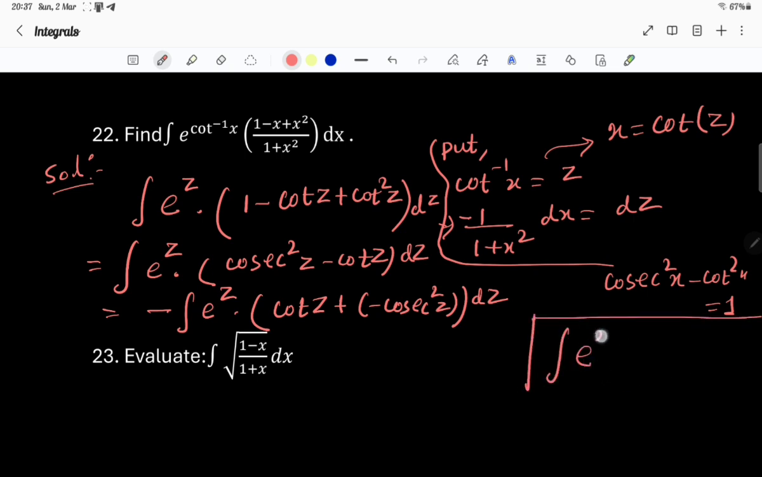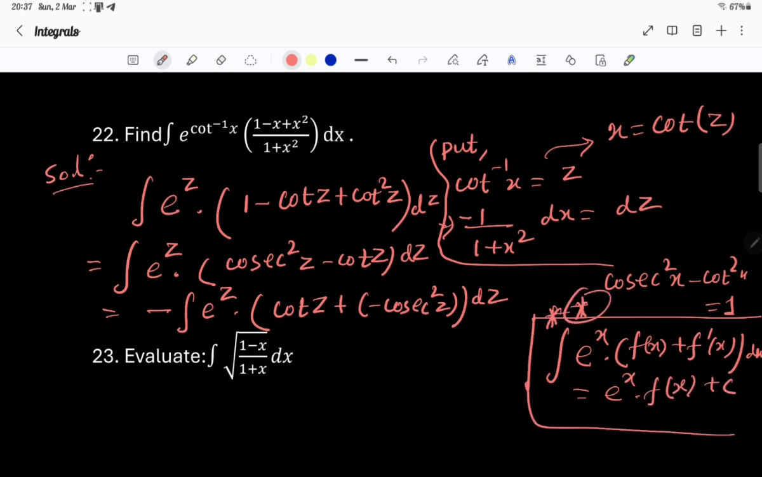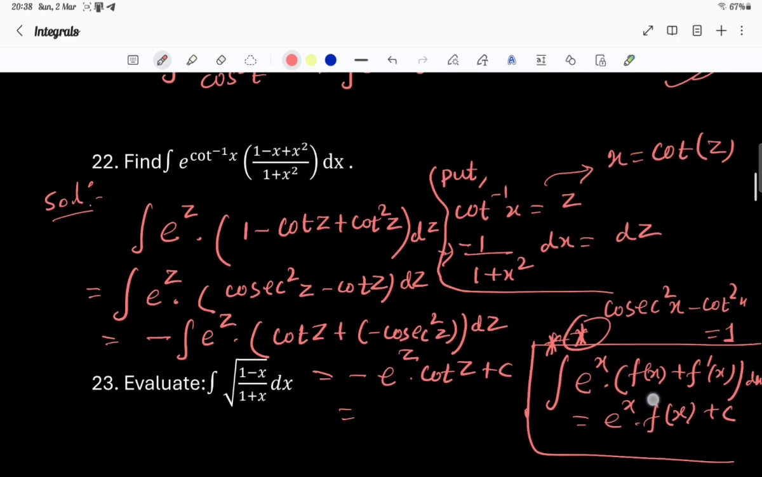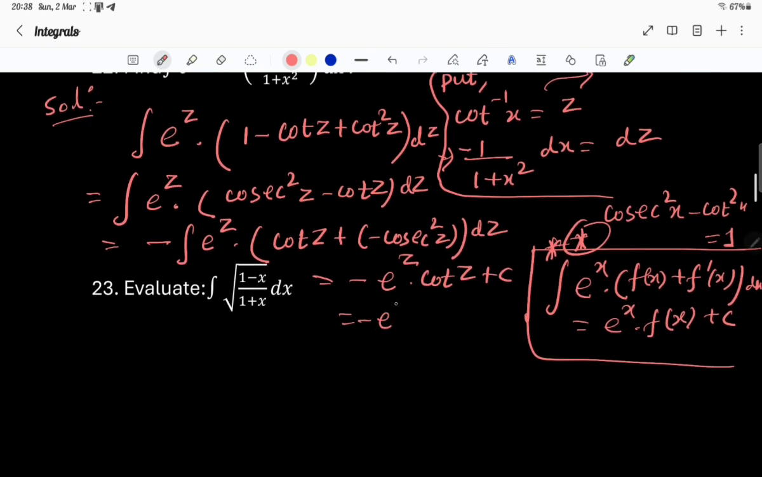Now minus one property, you know, what is the property? That property was with the e to the power x into (fx plus f dash x). If the function is here, its derivative in the next position, in that case you can write e to the power x fx is the answer directly. So this is also very important, e to the power x fx plus c. So here can I write cot z derivative is minus cosec square z, so you can write e to the power z into cot z is the answer. Now since z is not z, you will put cot inverse x. So answer will come minus e to the power cot inverse x into cot z is x plus c. This is your answer. Okay, minus x into e to the power cot inverse x plus c.